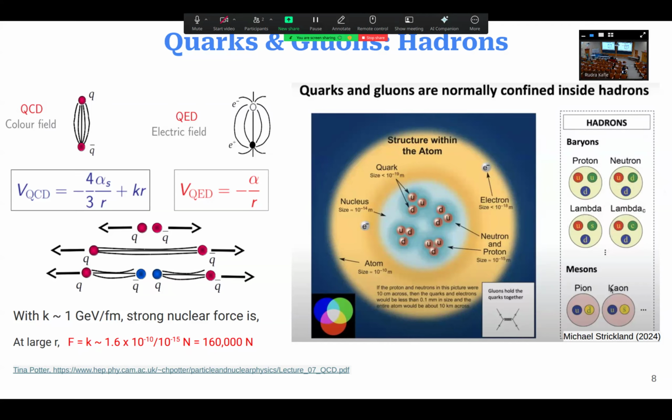Or we can also find hadrons made up of a quark and an antiquark, called mesons. Three quarks combine to form baryons. And these are the normal hadrons we find in normal conditions.